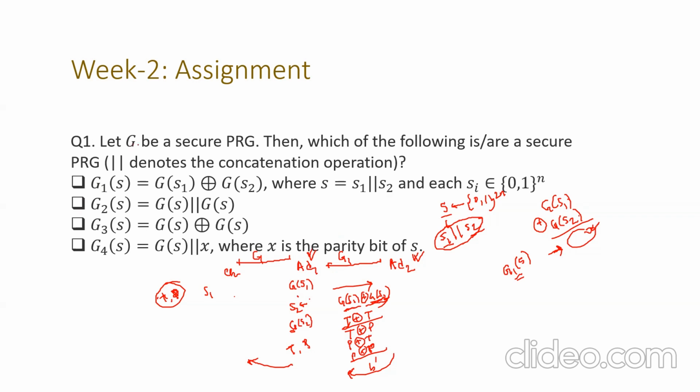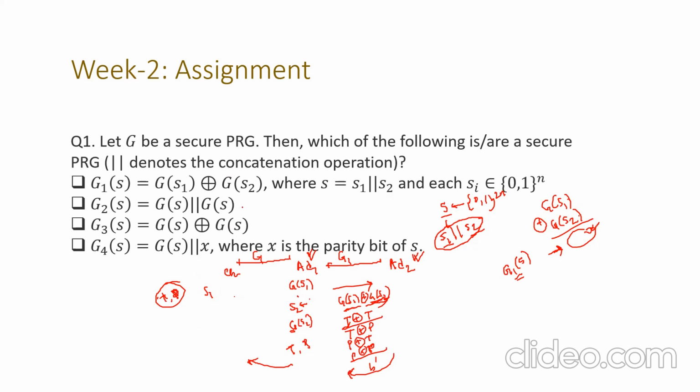But because G is already given to be a secure PRG, by contradiction, we can conclude that AD2 cannot exist, which is able to distinguish the output of G1 from truly random output with non-negligible probability. So such AD2 cannot exist, and thus we say that G1 is secure. Okay.